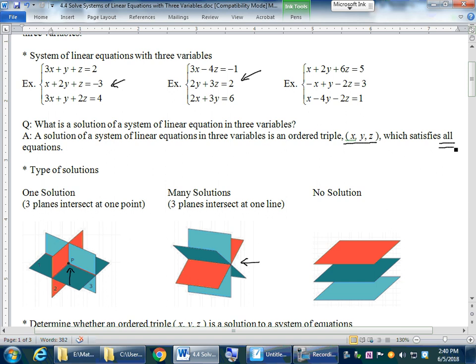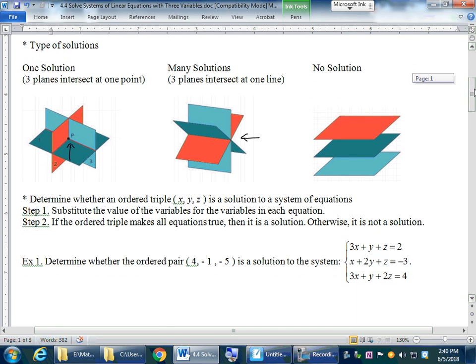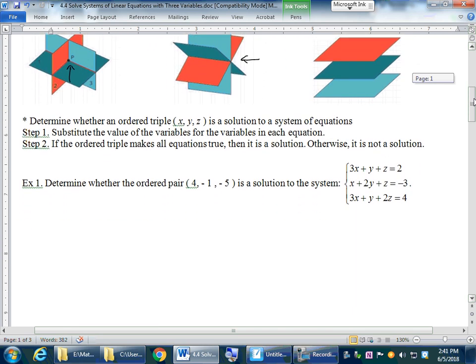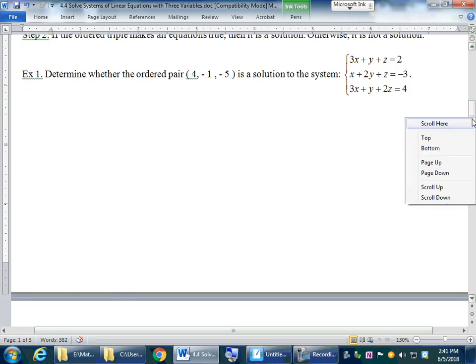So the first thing that we want to do will be like before. We want to know how to determine whether the given ordered triple is a solution or not. So basically, you substitute into the equations and check whether it satisfies them or not, one by one. If all of them are satisfied, then we know that it is a solution.